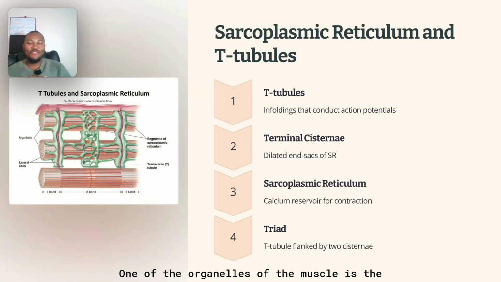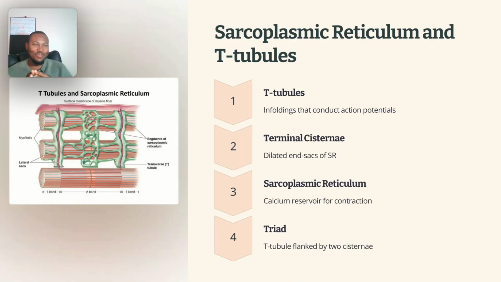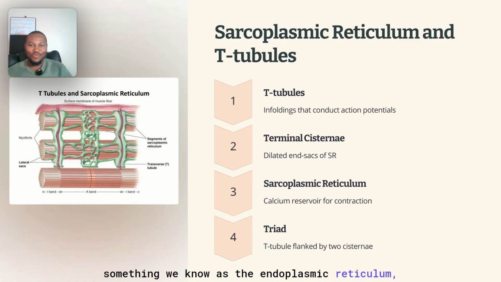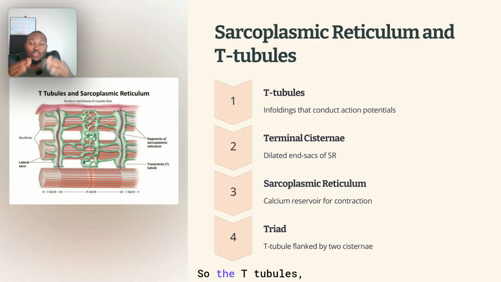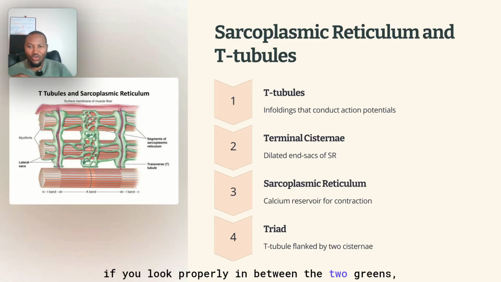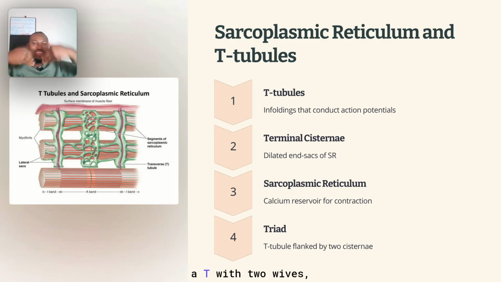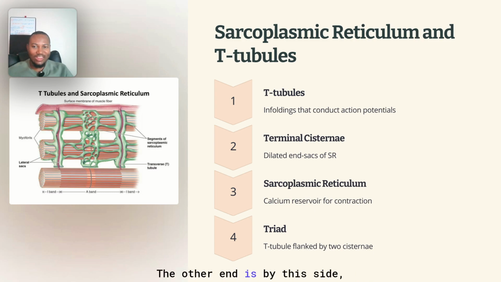One of the organelles of the muscle is the sarcoplasmic reticulum, something we know as the endoplasmic reticulum. There is also something we call the T-tubules, and together we call them a triad. If you look properly, in between the two greens, you see something dropping down. I usually call it a T with two wives. The end of the sarcoplasmic reticulum is on this side, the other end is on this side, while the T-tubule is in between the two of them. Those two ends are known as the terminal cisterns, all right? So the T-tubule and terminal cisterns, we call a triad.